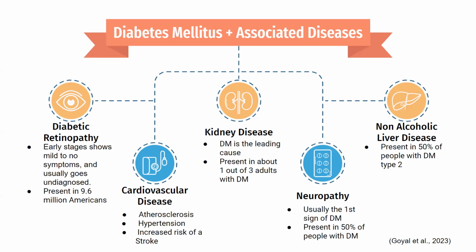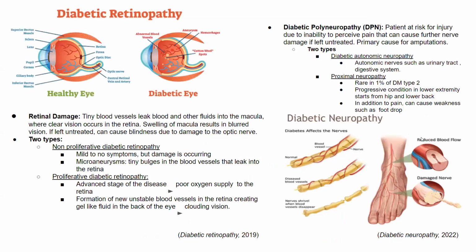End-stage kidney disease is 10 times higher in people with diabetes. Non-alcoholic liver disease is present in 50% of diabetic patients. Atherosclerosis, hypertension, and increased risk of stroke can also be present in patients with diabetes. On the next slide, we will see a visual representation of what diabetic retinopathy looks like. It is another condition that can develop.